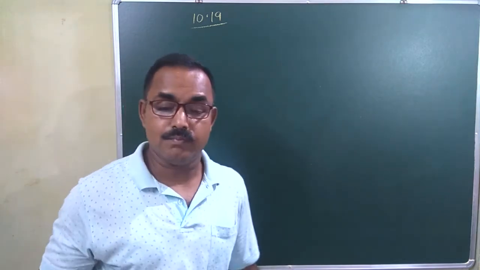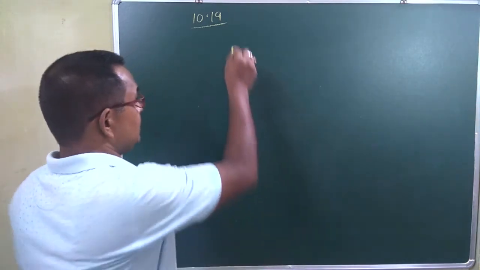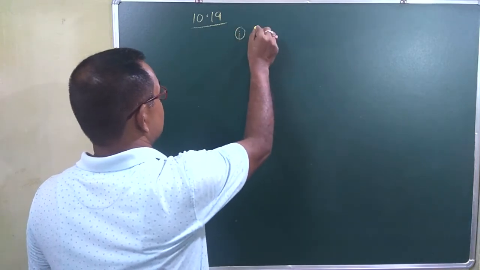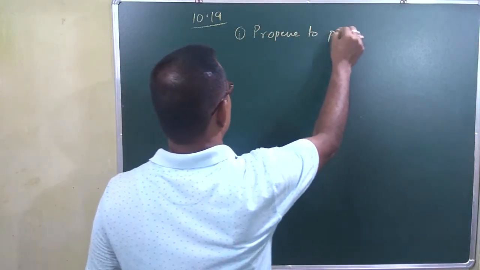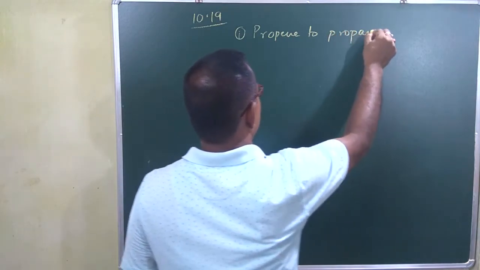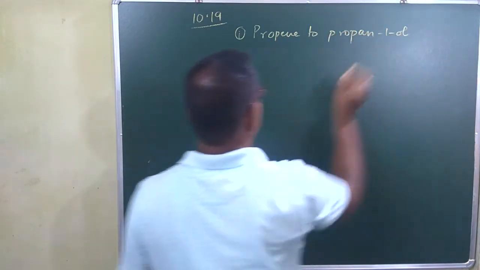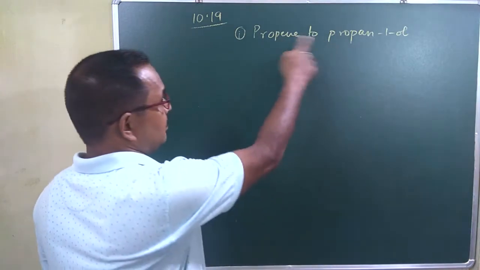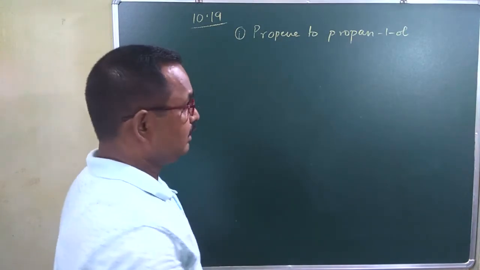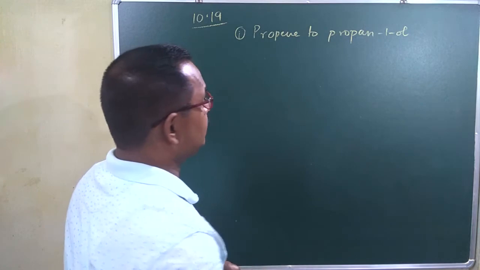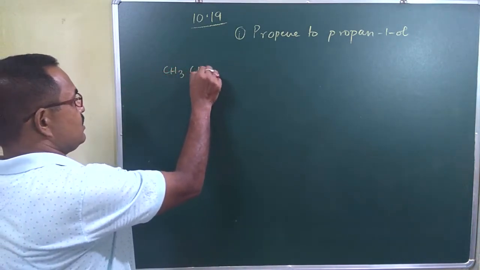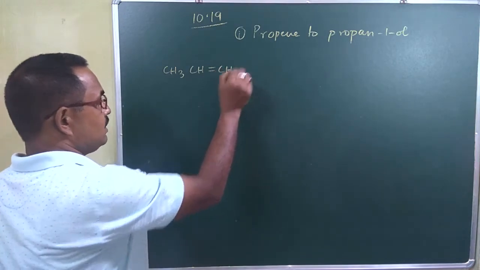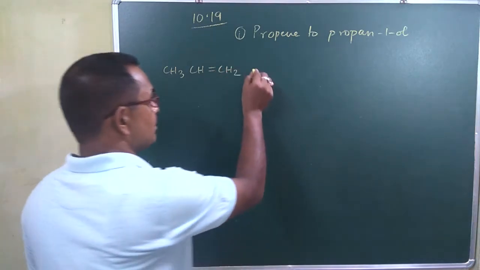Here we'll see, the first question is propane to propan-1-ol. We have to prepare propan-1-ol from propene. CH3 CH double bond CH2, this is propene.